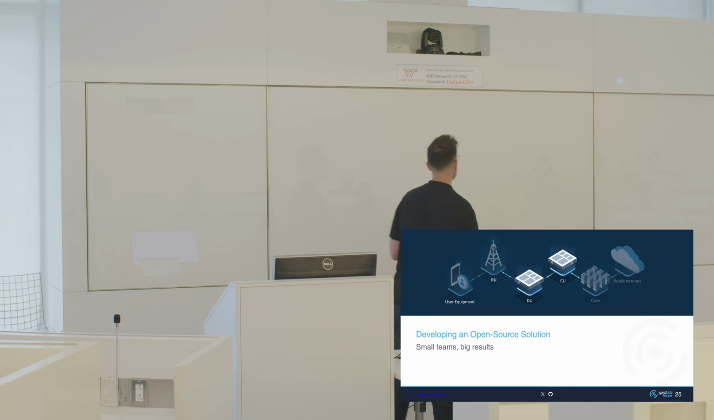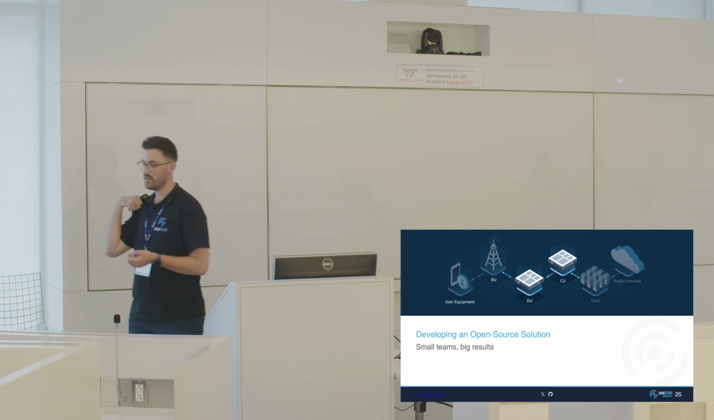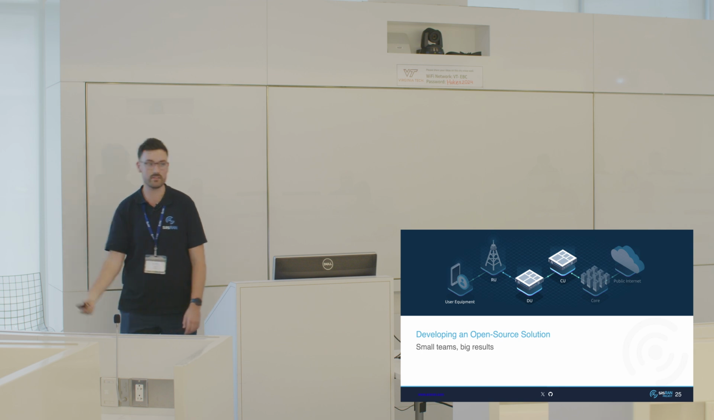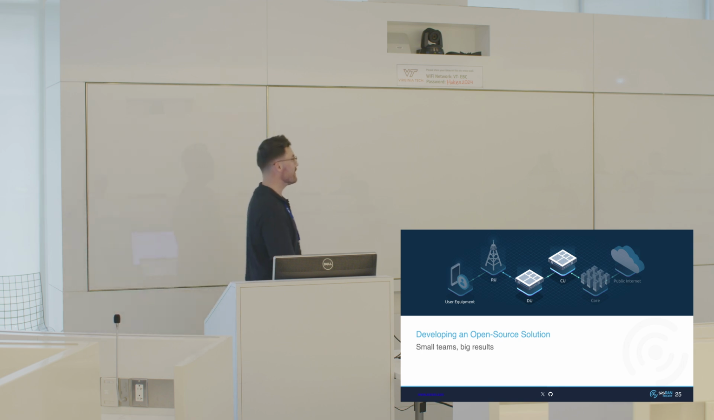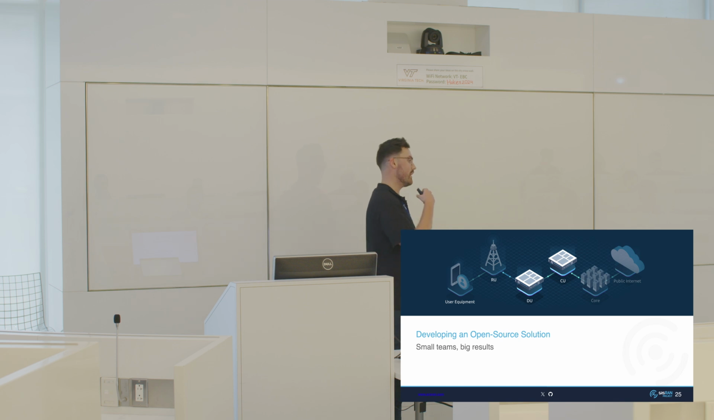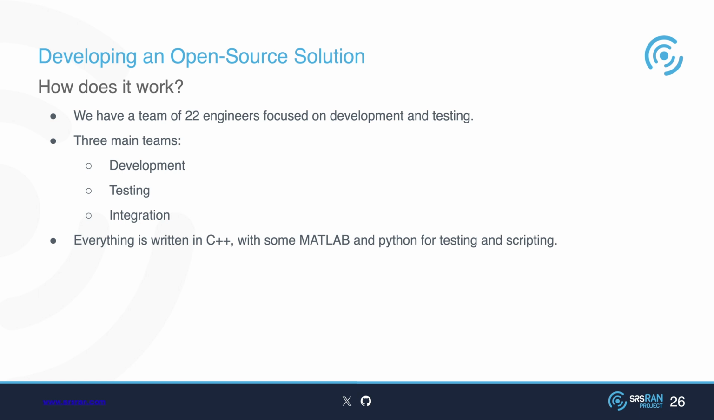Right, so how does it work? Like I said, we're a team of 22 engineers developing basically full-time. Yeah, so sorry, there's 3 main teams. So we have development, obviously, we have testing, and then we have integration. So this is like integration with RUs, RICs, phones, platforms, architectures, all that kind of stuff.